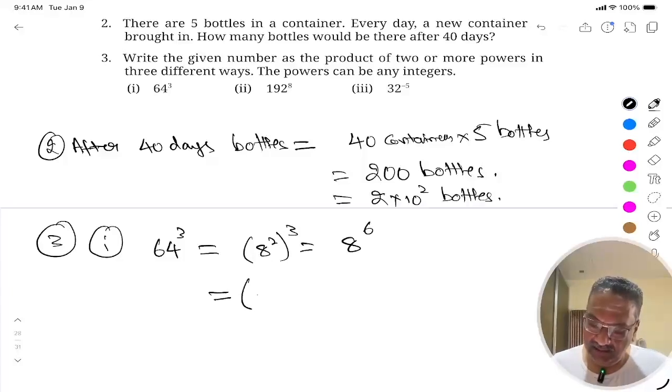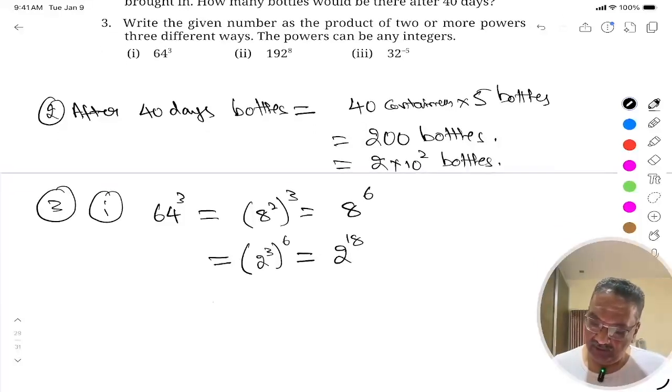So what is 8? 8 can be written as 2 cube to the power of 6, which is equal to 2 to the power of 18. This is another way of writing. One more way can you write? Okay, you can interchange this. You can write it as 2 to the power of 6 cube. This we got as 2 to the power of 18, which is already there.